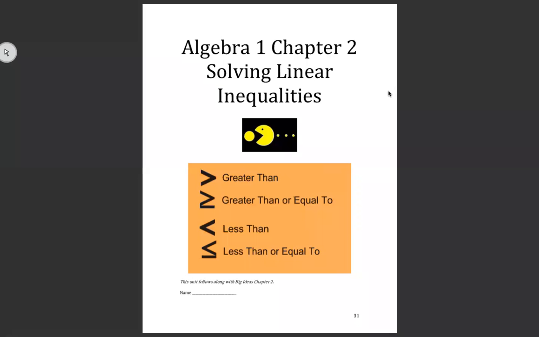All right, so this is chapter 2, inequalities. AJ, what do you know about inequalities? Anything at all? Well, you can be greater than, less than, equal to. Yeah, that's perfect.